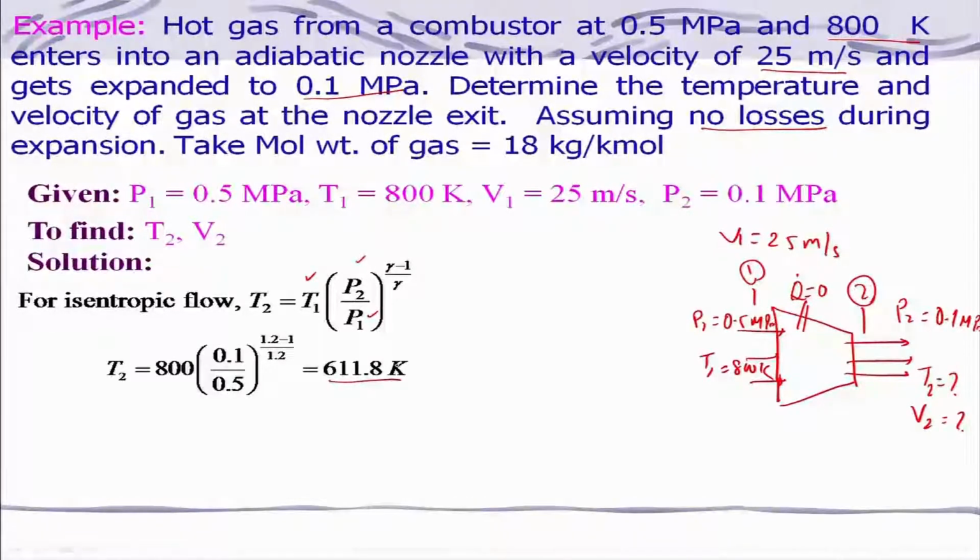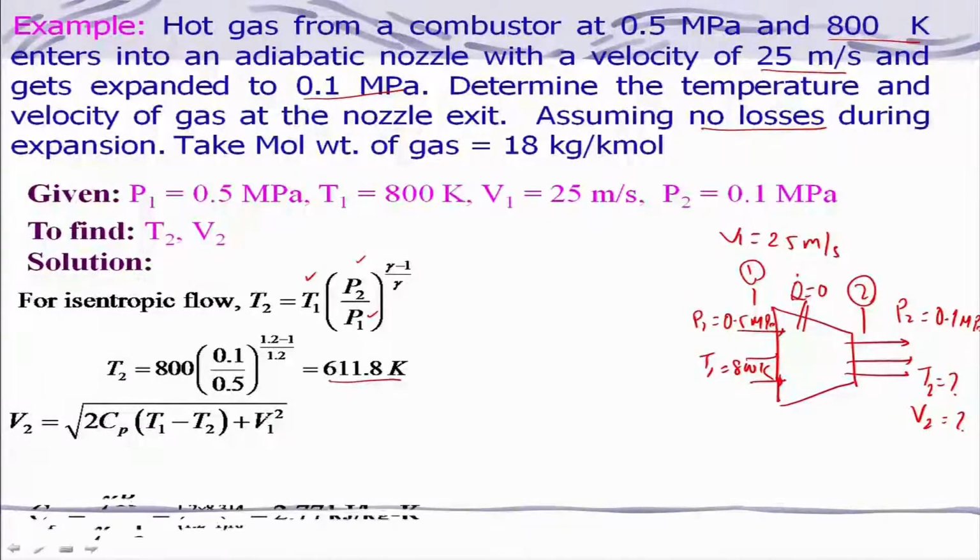And we can now find out the velocity. We will find out V2 equals root over 2 Cp (T1 minus T2) plus V1 square. Keep in mind that in the last derivation we had neglected V1 as small or 0, but here we have retained it.